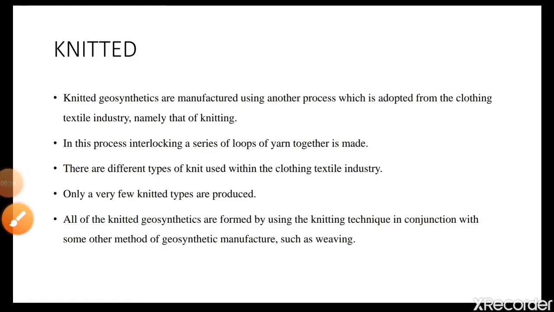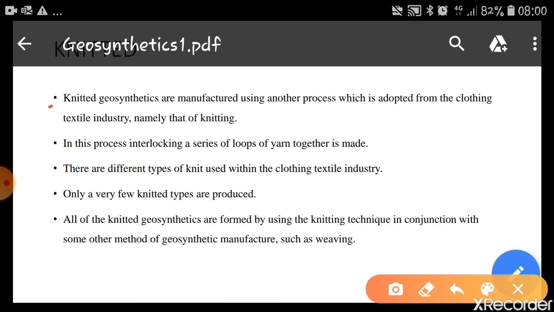So, along with the woven and non-woven types of geotextiles, there is one more variety of geotextiles available. They are made from the technology called knitting. These knitted geosynthetics are manufactured using another process adopted from the clothing textile industry, namely knitting. Normally this method is adopted in the clothing industry. Different types of cloth materials are manufactured using this technology.